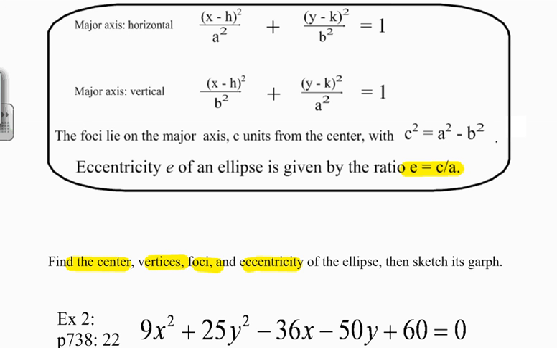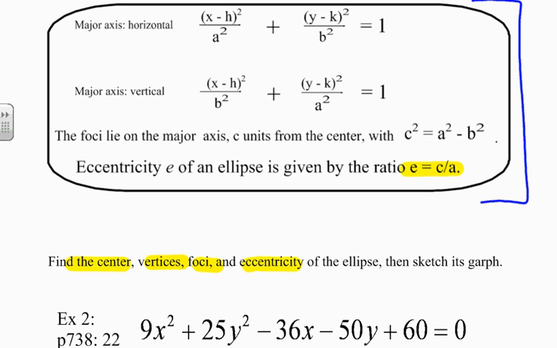All right. What we're going to do here is an example of how to find the center, vertices, foci, and eccentricity in the graph, a sketch of an ellipse. And what we have here is a more complicated example on how to do this, using all the information that we have right here, some basic information on how to sketch and find the center and different things of an ellipse.